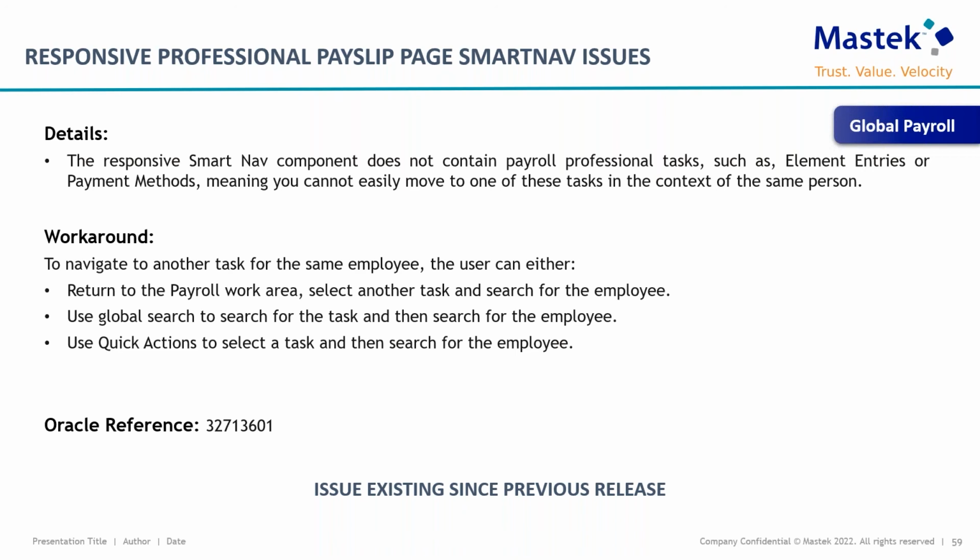This is also the workaround provided by Oracle as of now. You can go to the payroll work area, select another task, and search for an employee. Another option is to use global search to search for a task, open that task and search for an employee. The third option is to go to the quick action, select a task and then search for an employee. But as of now, we do not have an option where you can move directly from one action to another action.